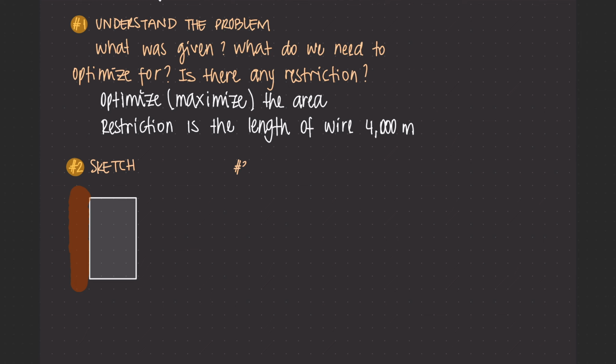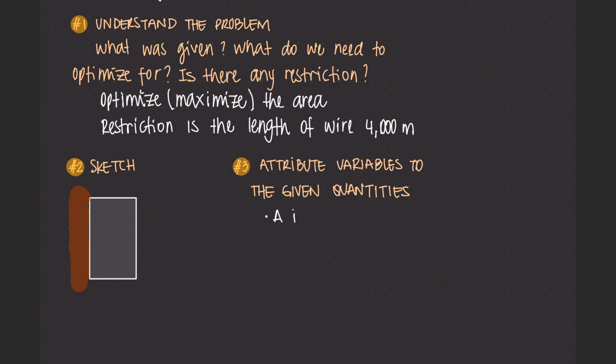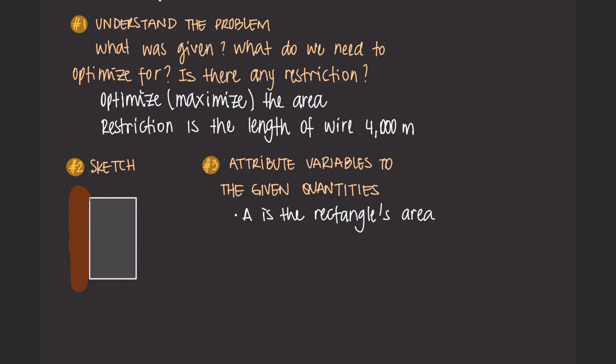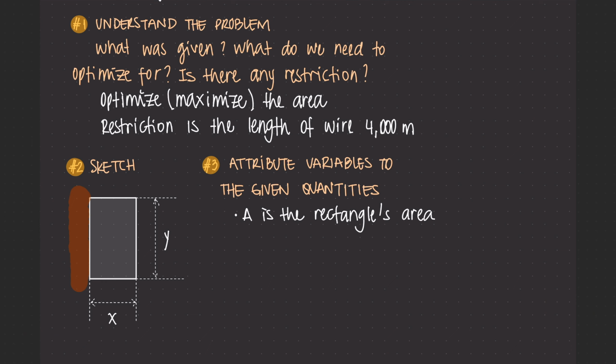Now, number three is to attribute variables to the given quantities and also to what you're trying to find. So for example, this is a problem that involves the area. So A will be used for the rectangle's area. Also, given that we're talking about a rectangle, we're gonna name the sides X and Y, for example. So let this be X and let this be Y. And there's no need to get fancy here. If you're talking about areas, just use uppercase A. If it's volume, just use uppercase V, and so on and so forth.